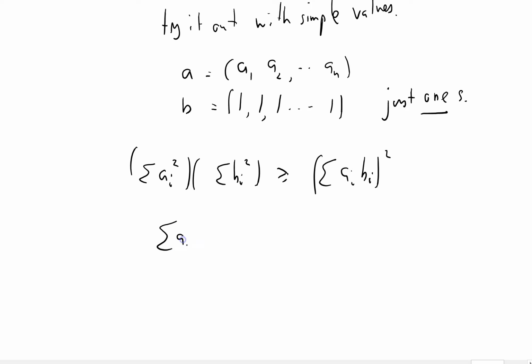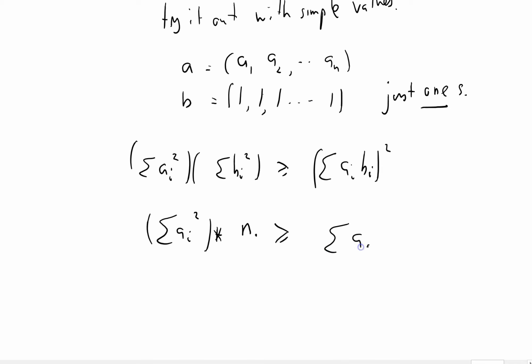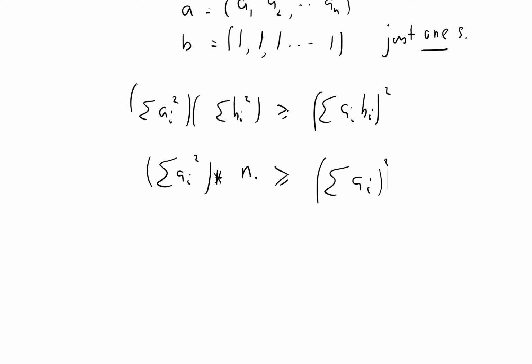We've got sigma ai squared times sigma bi squared. Well, what's that? That's just n, because all the b's are 1, so we've got 1 squared plus 1 squared plus 1 squared plus 1 squared, all of these ones all adding together. And I'm asserting that's greater than or equal to sigma ai times 1, squared. Well, this is quite nice. This is quite a nice little thing.